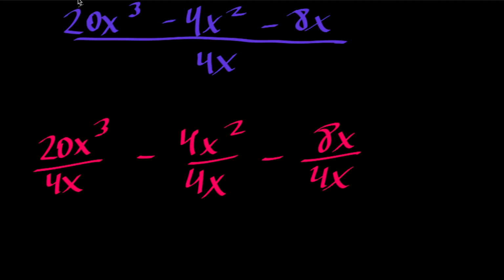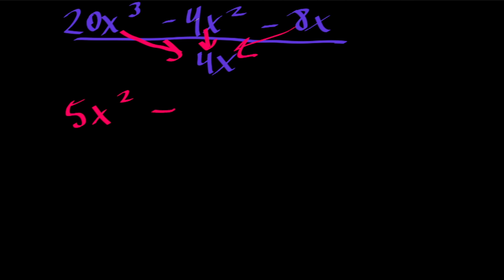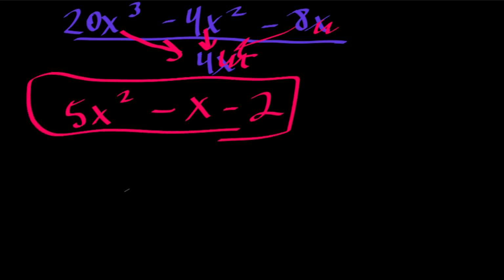So you can do that if you want, but if you want to speed things up, you can just keep everything together and just know that you're going to divide each of these by 4x. So if I do 20 divided by 4, that gives me 5. X to the third divided by x gives me x squared. Minus 4 divided by 4 is 1. X squared divided by x to the first is just x to the first, so it would give me negative x. And then negative 8 divided by 4 is minus 2. X divided by x is just going to cancel and give me 1, but I don't have to write times 1 because 2 times 1 is just 2, so there would be my answer.